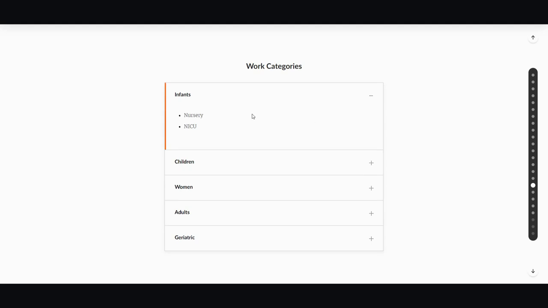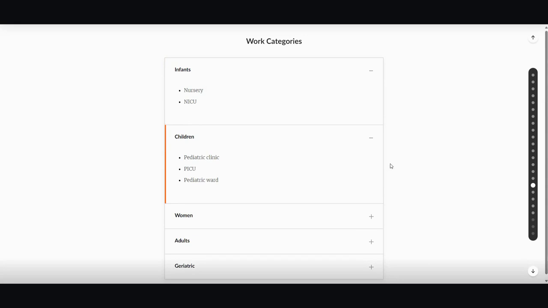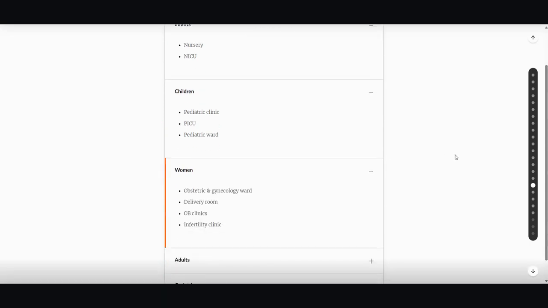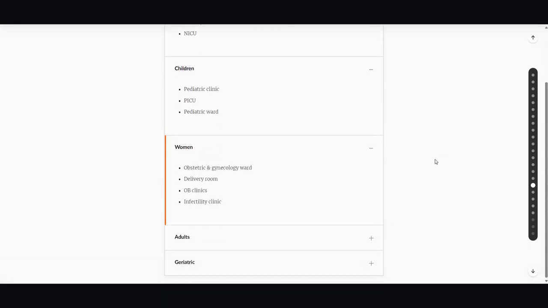If you like to deal with infants, the most suitable work departments for you would be the nursery or the NICU, the neonatal intensive care unit. If you like to work with older children, you might work in pediatric clinics, pediatric ICU, or the pediatric wards. If you like to work exclusively with women or female patients, you might work in obstetric or gynecology wards, delivery rooms, the obstetric clinics, or the infertility clinics.